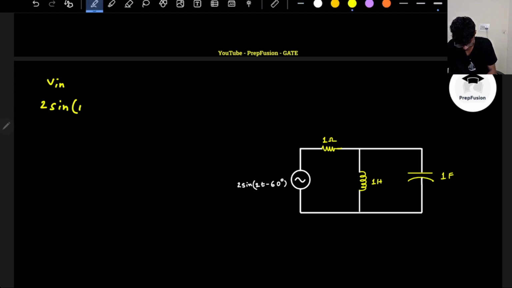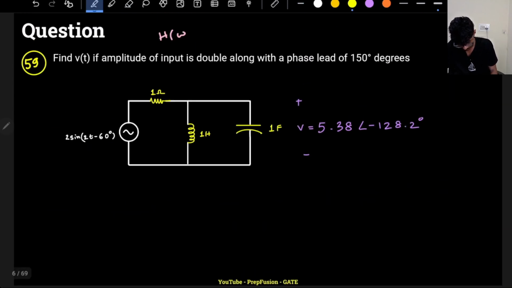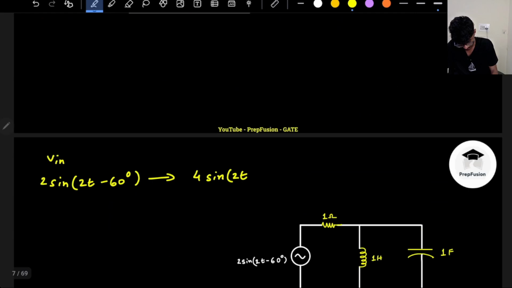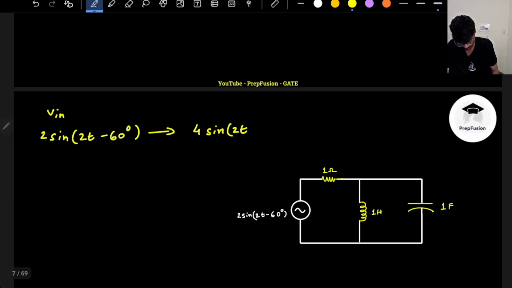2 sine 2t minus 60, this will be doubled, right? So this will be 4 sine 2t minus 60 plus 150. I have provided a phase lead of 150, so if I add plus 150, this will be plus 90. Basically, how will the response change?